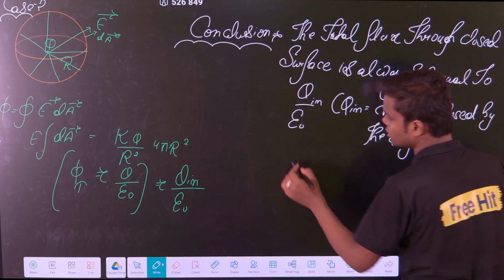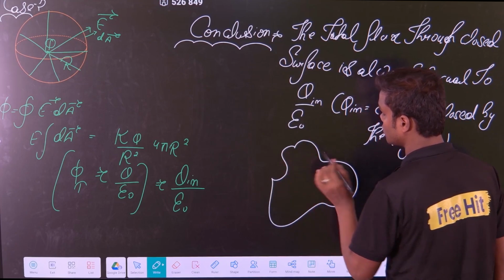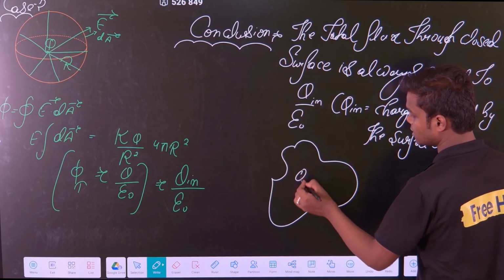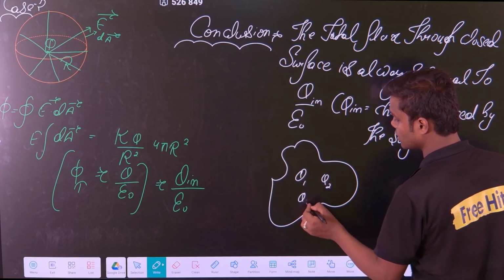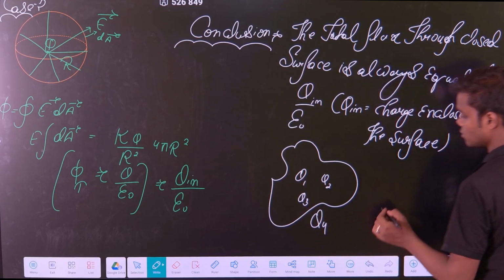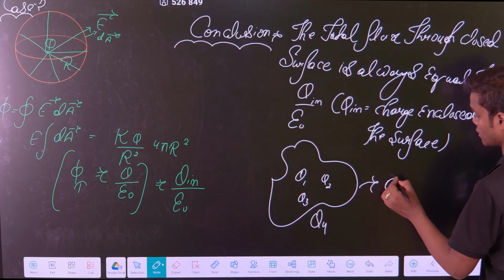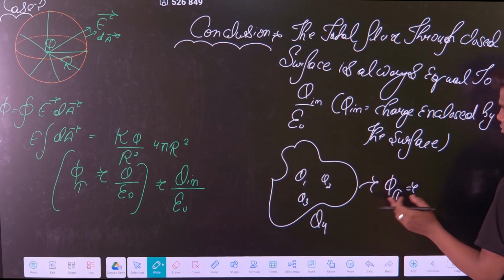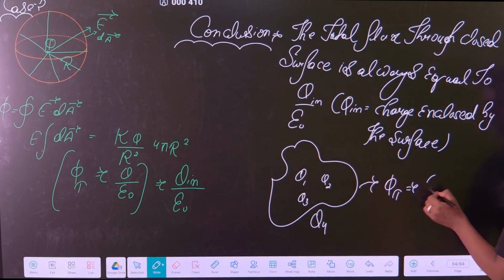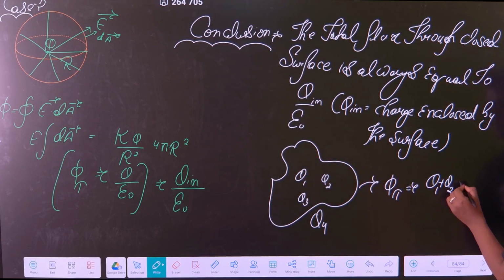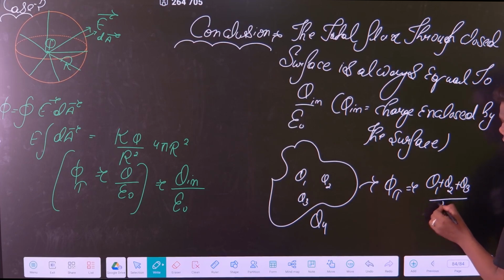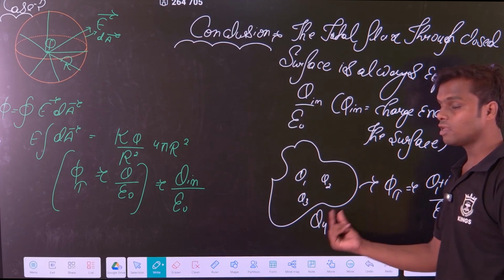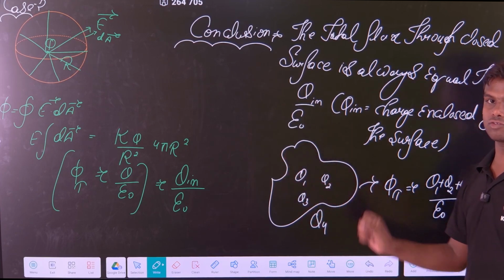What I am trying to say is, suppose there is a closed surface. Suppose there is a charge q1, q2, q3, and q4. If I ask you what is the total flux through this surface, then you will say q in by epsilon naught. What is the total charge inside? That is q1 plus q2 plus q3 divided by epsilon naught. q4 will not be here because it is not inside the closed surface.